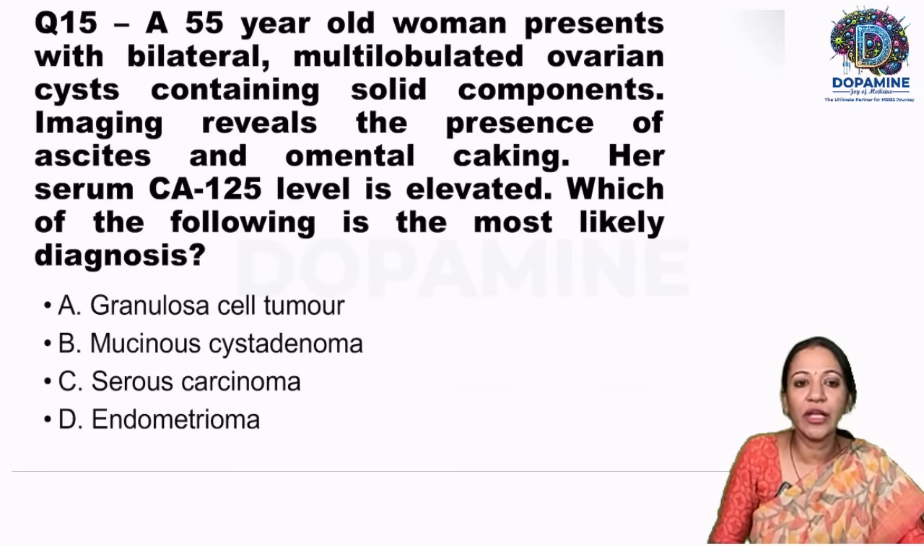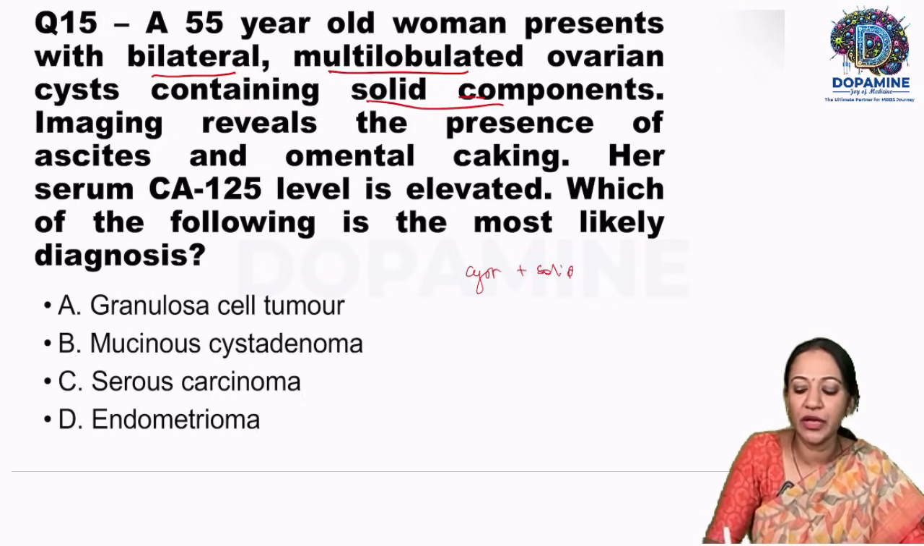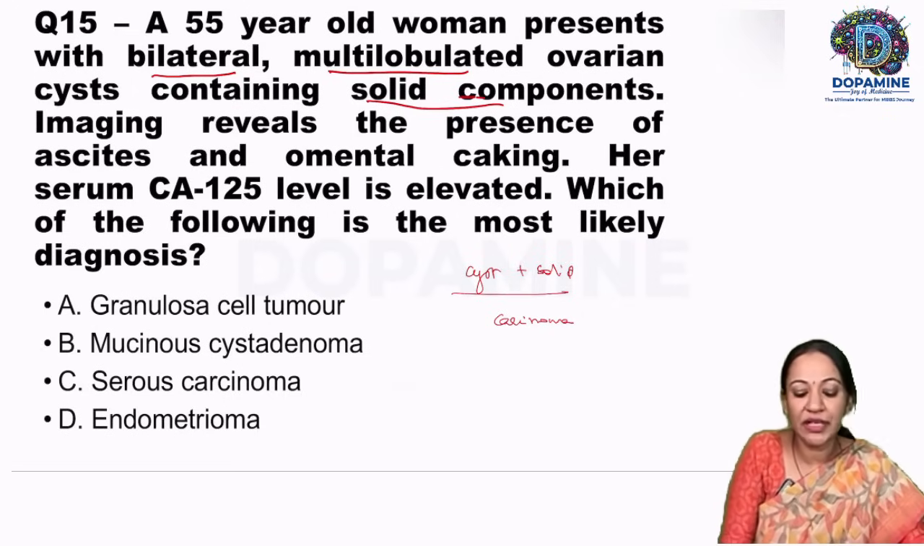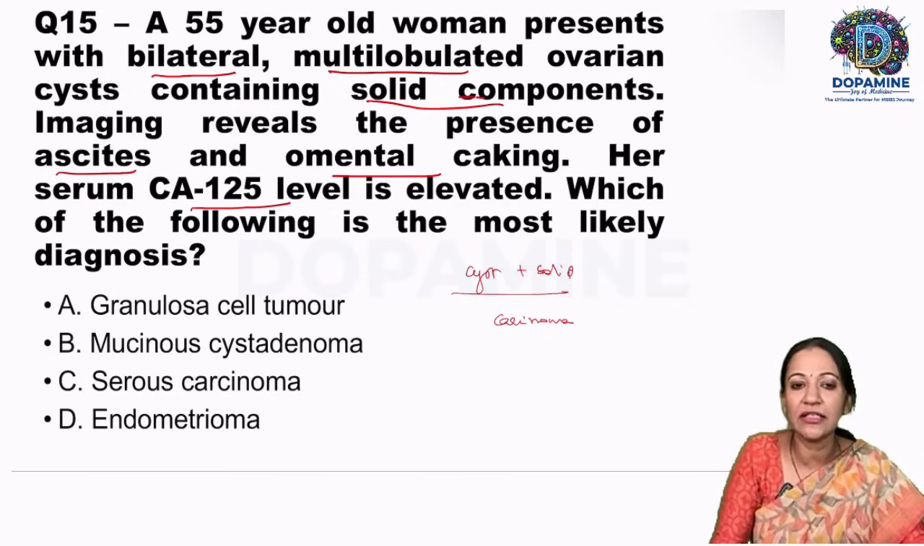So the next question, we have a 55-year-old woman presented with bilateral, multilobulated ovarian cysts with solid components. Whenever we have a combination of cyst plus solid components, we are dealing with carcinoma. Not benign or borderline, we are dealing with malignancy. Imaging revealed the presence of ascites, so it means stage 4 with omental deposits, elevated CA 125. All these clues point to a surface epithelial tumor.